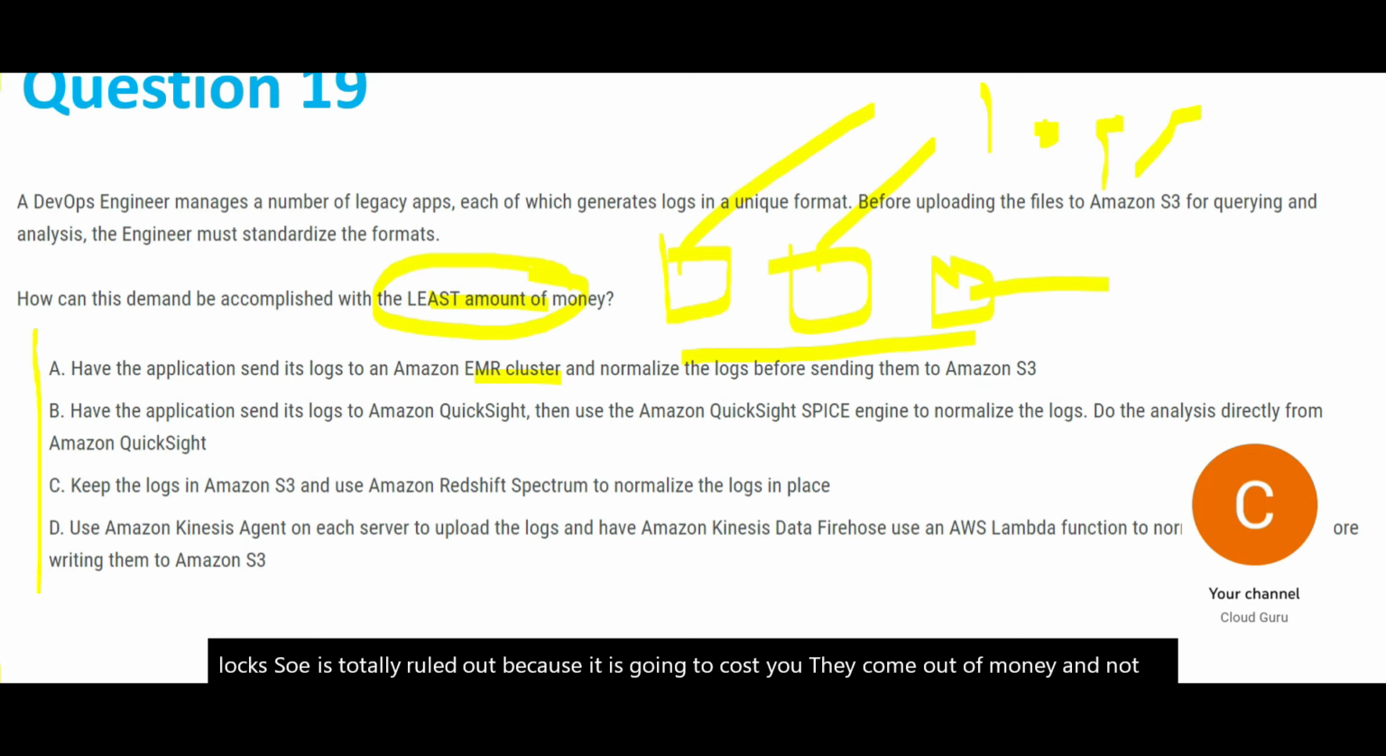Let's look at B. Have the application send its logs to QuickSight. QuickSight is a reporting tool. It will never normalize the logs for you. Okay, QuickSight is a reporting tool. It is not an ETL tool.